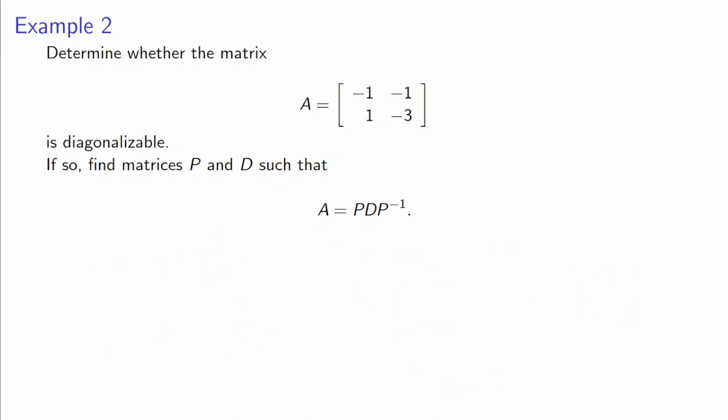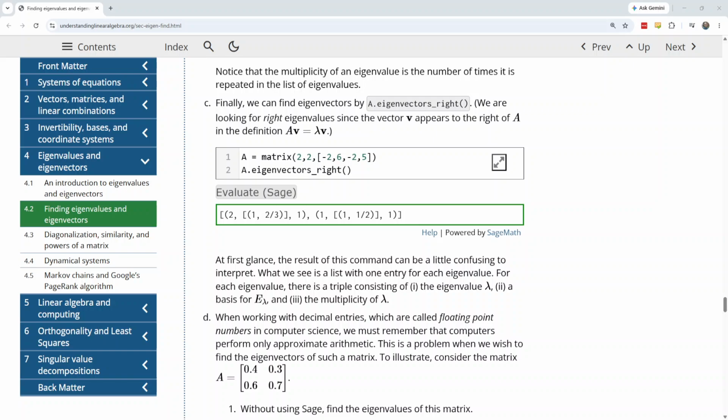Let's go to the next example. So we've got our next matrix here, negative 1, negative 1, 1, negative 3. Let's again go to Sage, and we'll put that matrix in and run it. And here we can see that we've got just a single eigenvalue, -2, and the only eigenvector that pops up is 1, 1. So this tells us that we're not going to have enough eigenvectors to form a basis for R2 because we just have the one linearly independent eigenvector here.